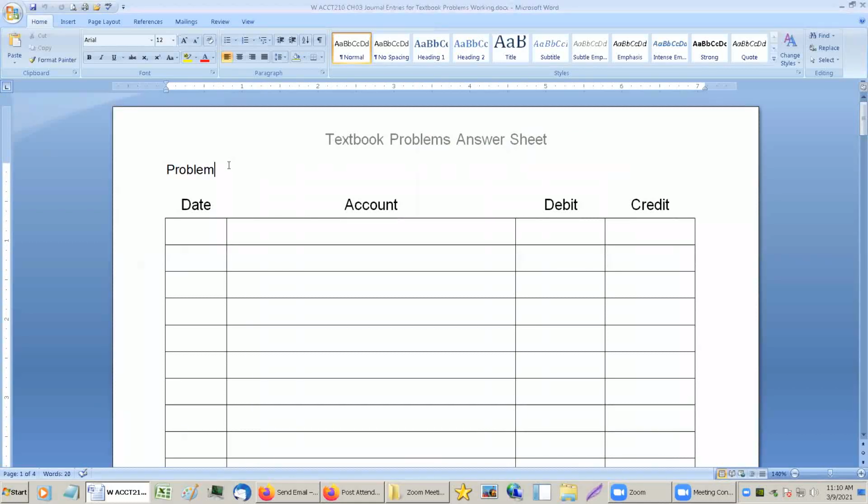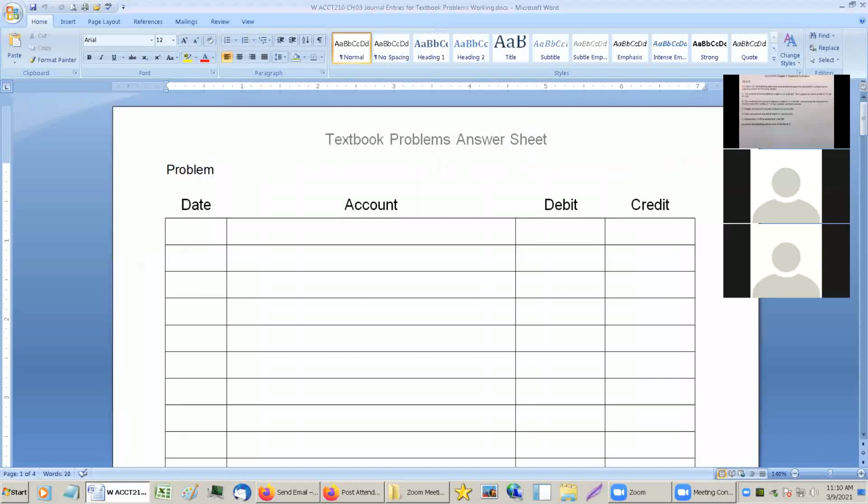Okay, so the first one up is problem 3-31A. Hope you guys can put that side by side on the screen. And so what we're going to do is do the adjusting entries in here. So this is problem.